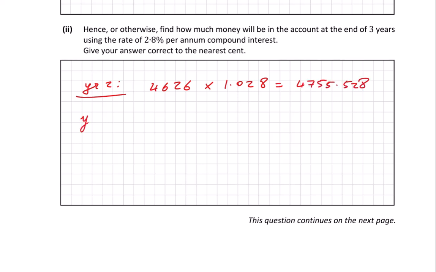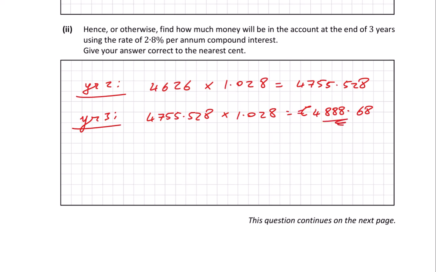4,755.528. So what you do then is you look at year 3 and you take 4,755.528, multiply that by 1.028, and you should get, we have to do this to the nearest cent. So to the nearest cent, it's 4,888.68 euros. So this here would be the answer.